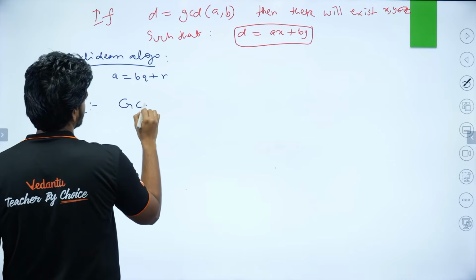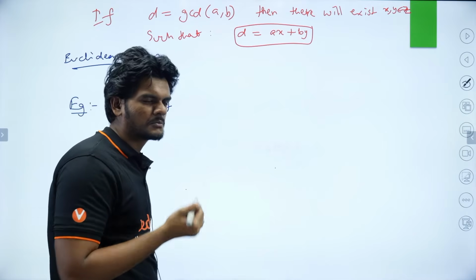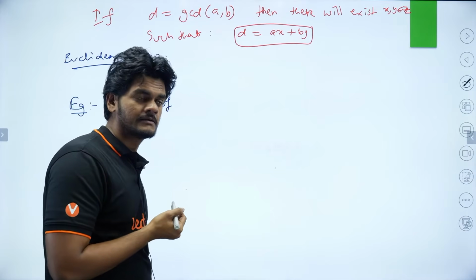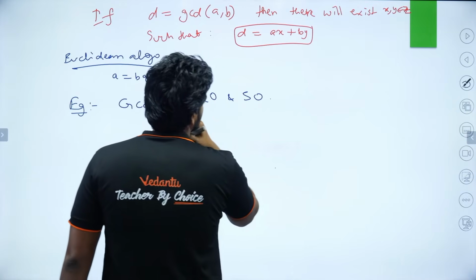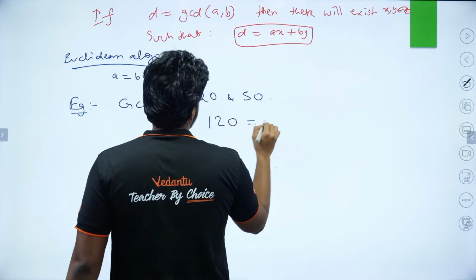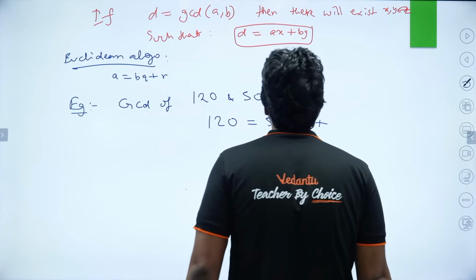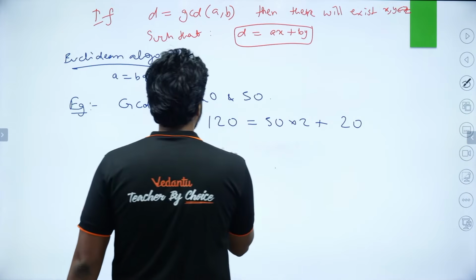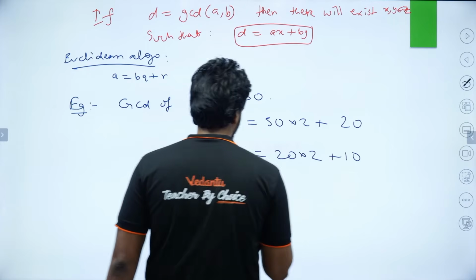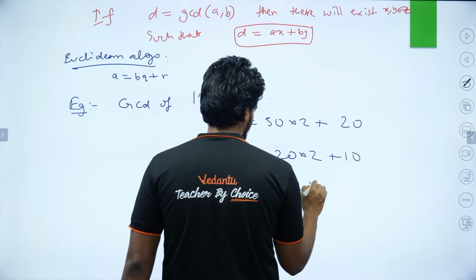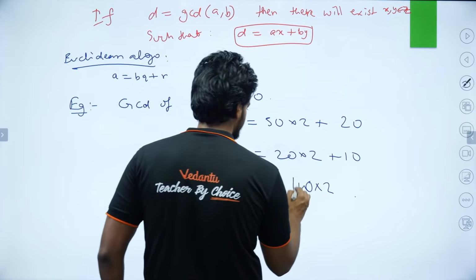Let's find the GCD of, I don't know, 120 and 50, right? 120 and 50. So I can write 120 as 50 into 2 plus 20. I can write 50 as 20 into 2 plus 10. I can write 20 as 10 into 2. Right? So this happens to be the GCD.